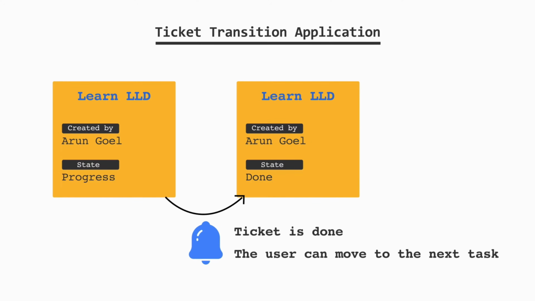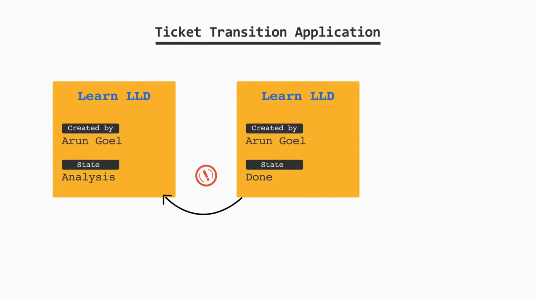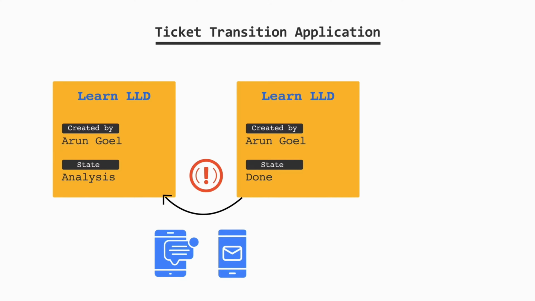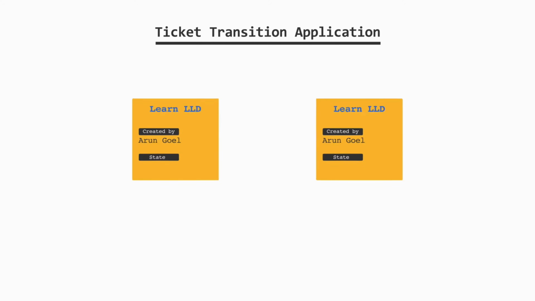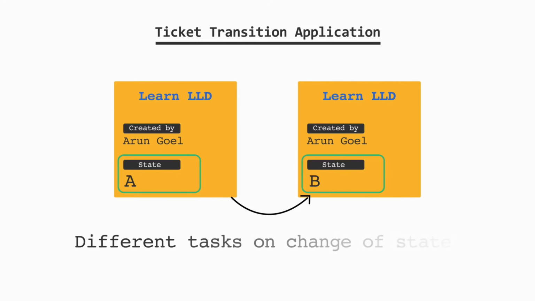Let's say the ticket comes from done back into the analysis state, which means it's a critical task, right? And you want to send an SMS notification and an email notification. So basically we have different types of notifying, or different tasks to do, on every different state transition. This is what the question says. So we have to make this ticket transition application wherein if a state moves from state A to state B, a different sort of task happens.